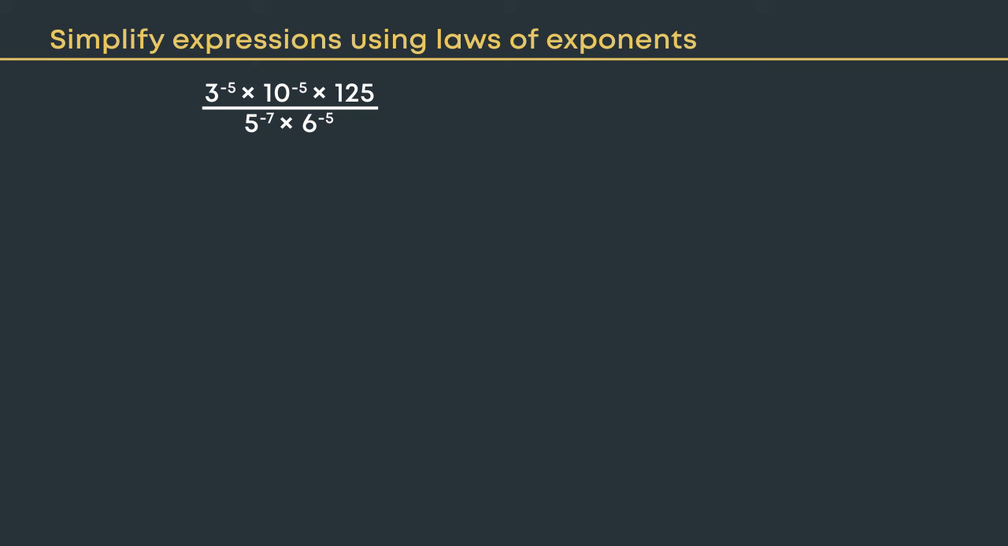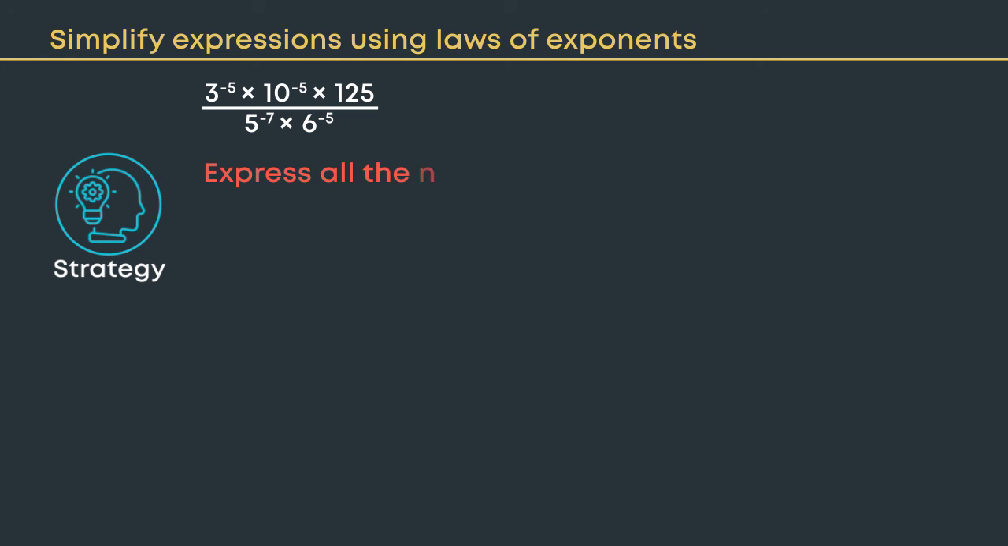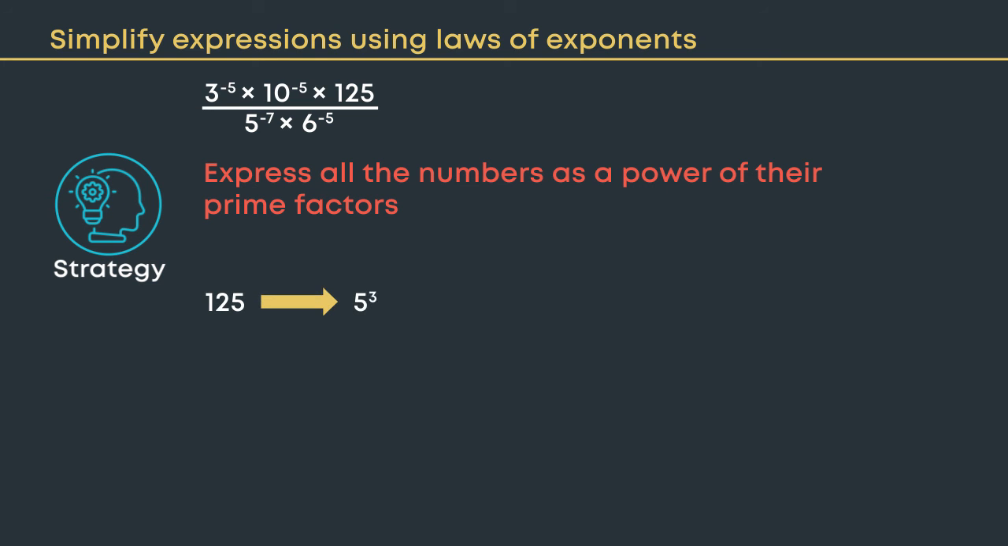Observe the numbers in the question. You can see that 10, 125 and 6 are not prime numbers. Hence, the strategy is to first express all the numbers as a power of their prime factors. 125 can be written as 5 cube.